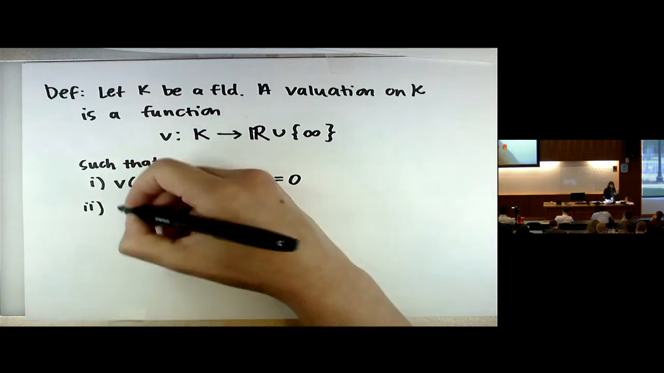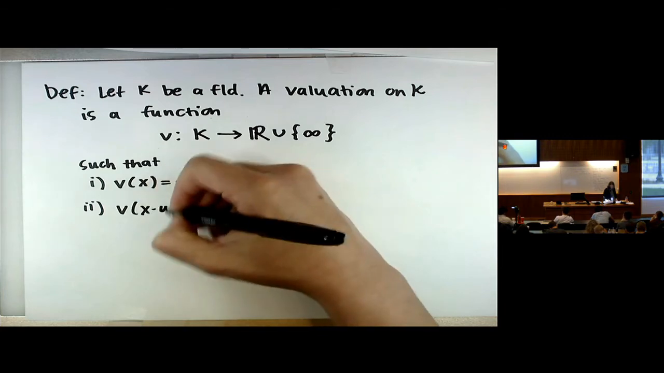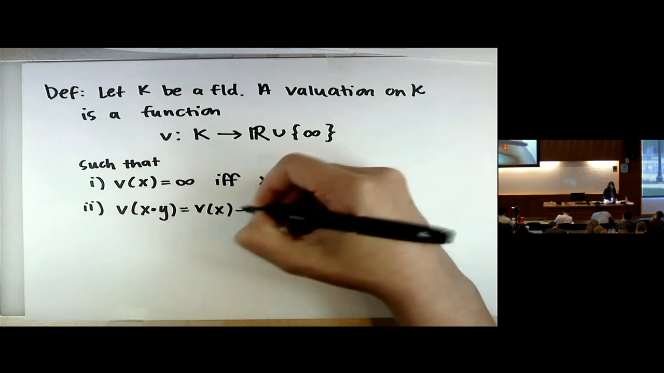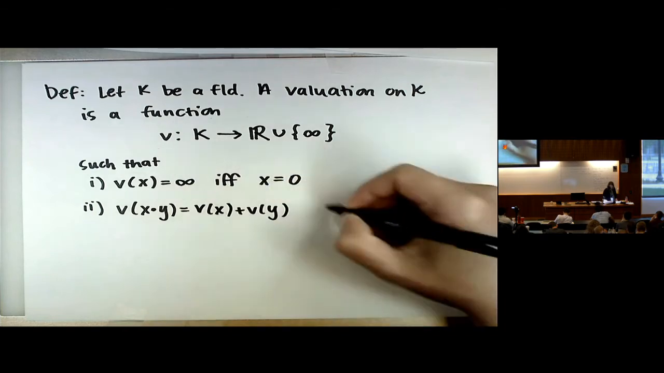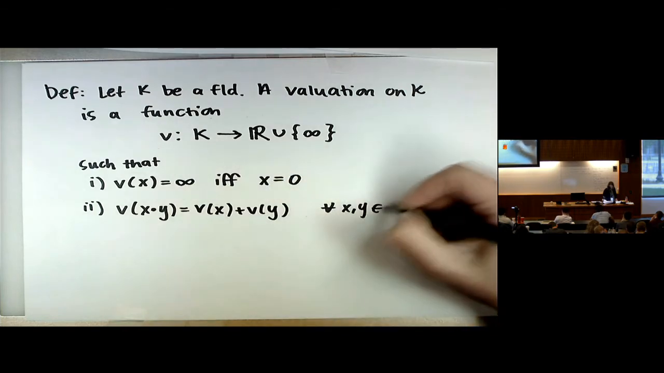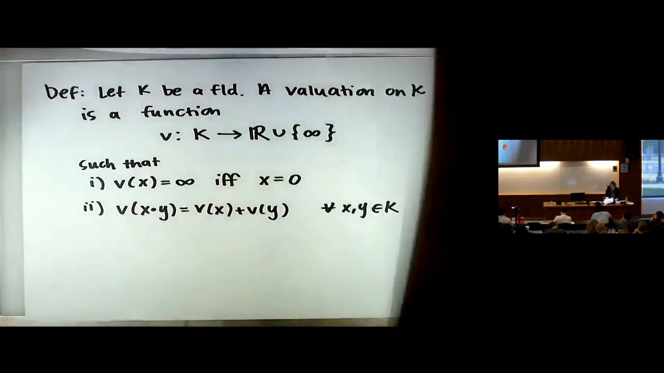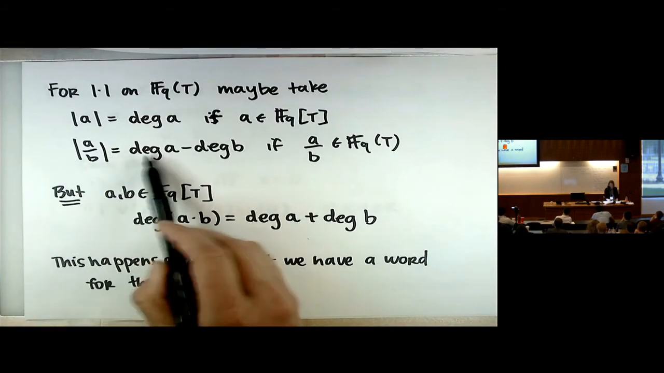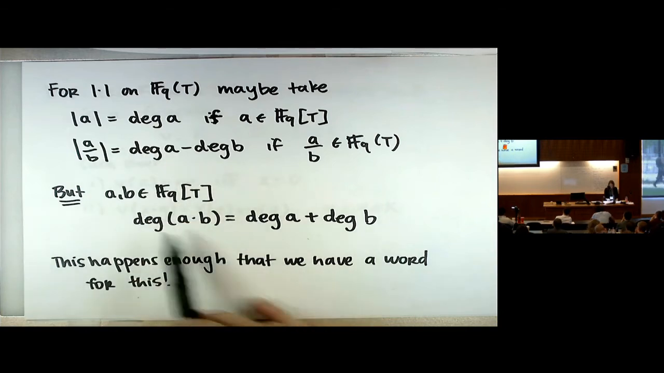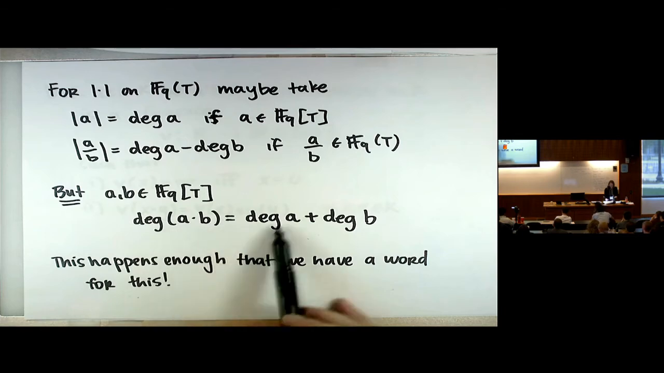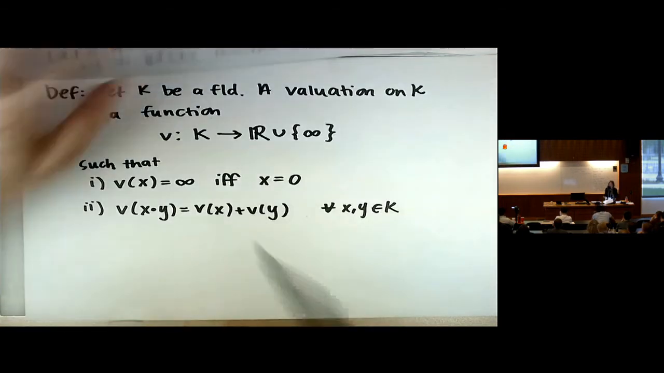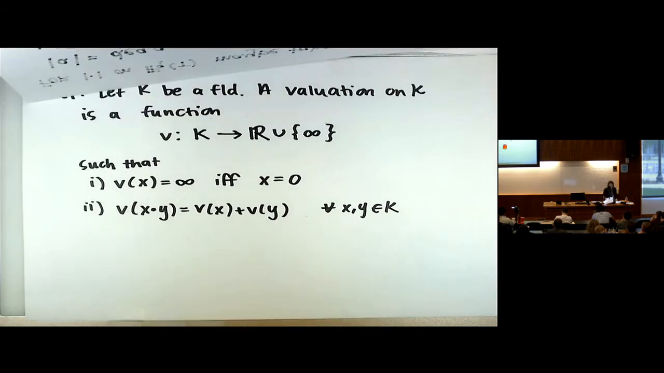2, the valuation of x times y is equal to the valuation of x plus the valuation of y for all x, y. So this is like I just fixed my problem, right? If only I had said that I wanted the degree to be a sum, then I would win. And so that's why I'm doing that now, right? So that will be good.